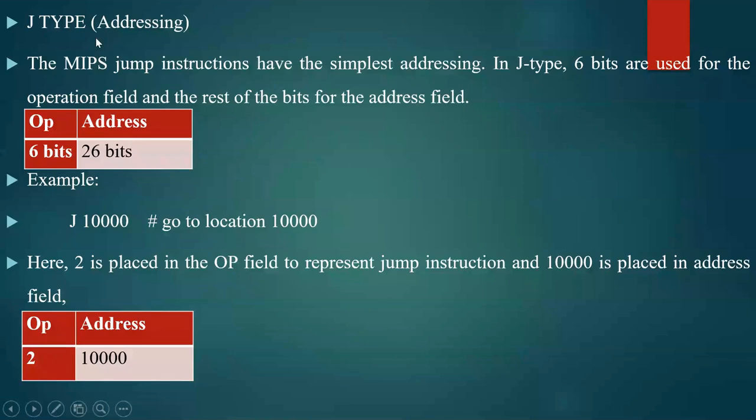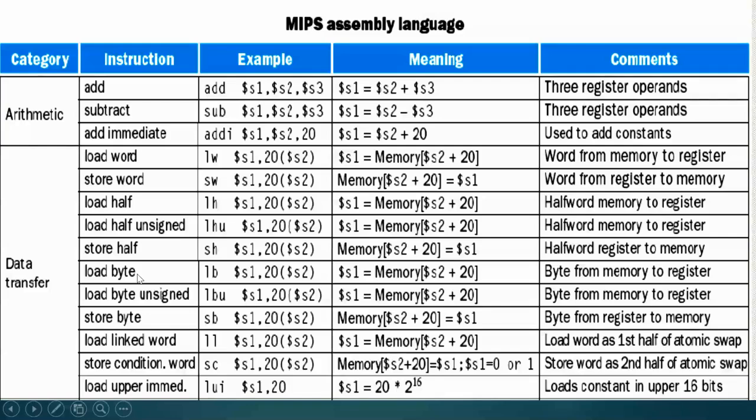The J type is usually a jump, so it is used for jump instructions. How is it indicated in MIPS? J 10000 means it is going to go to this particular location, that is the address. The opcode you use is 2. So these are the three types: R type, I type, and J type. This is how MIPS assembly language works.